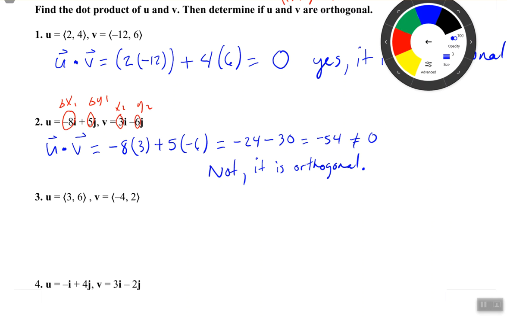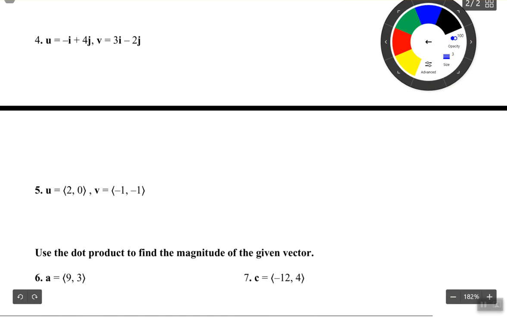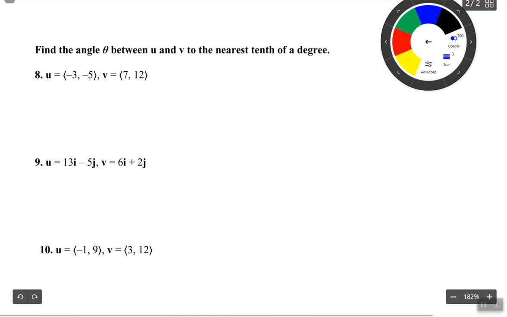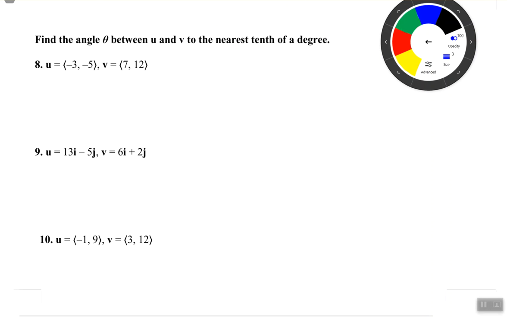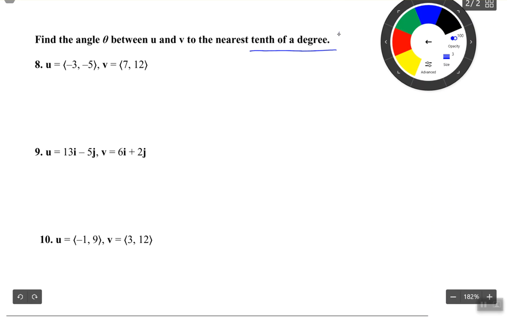And we're going to practice. Oh, you have 4 to do, so that's okay. You're going to find the magnitude. Let's go to number 8. Make sure everybody can do number 8. That one we're going to find the angle. Notice to the 10th of a degree, that's 1 decimal place.